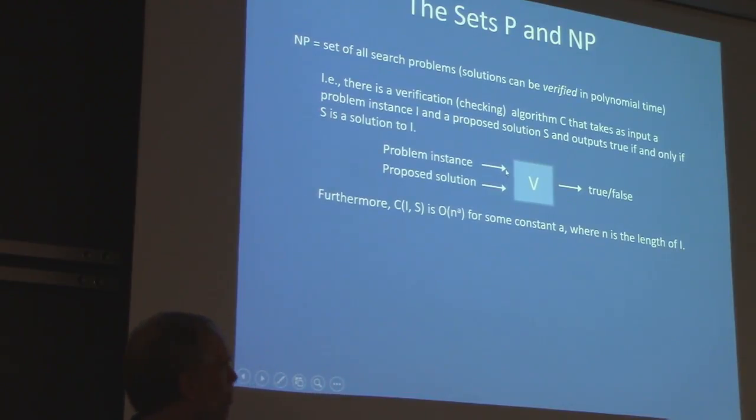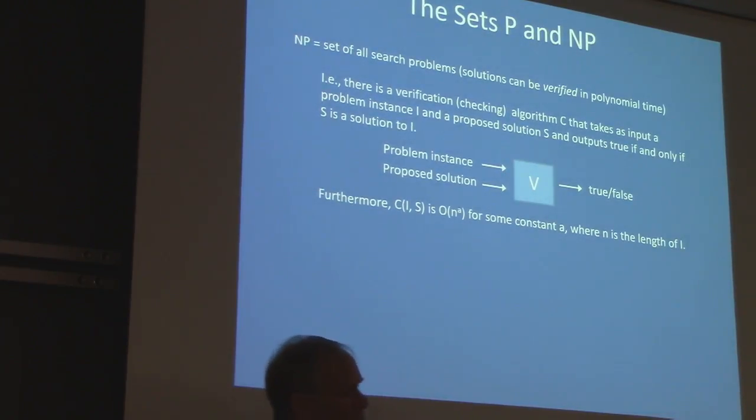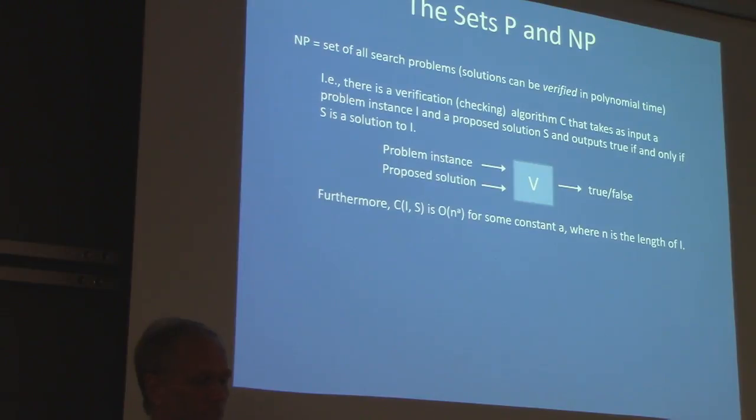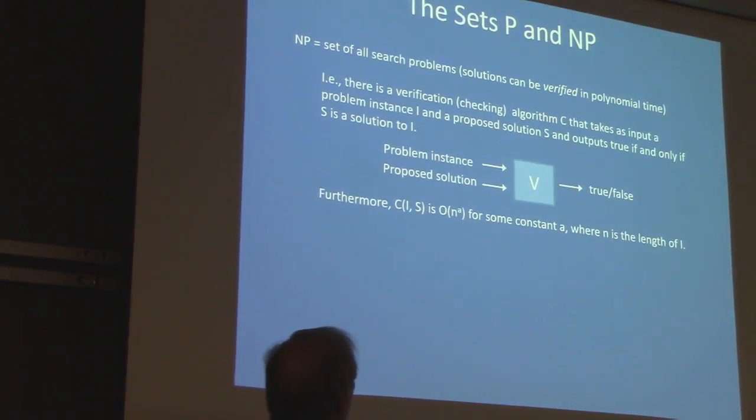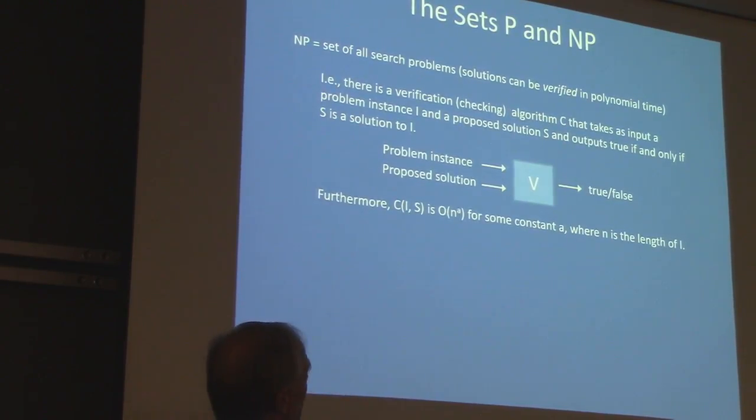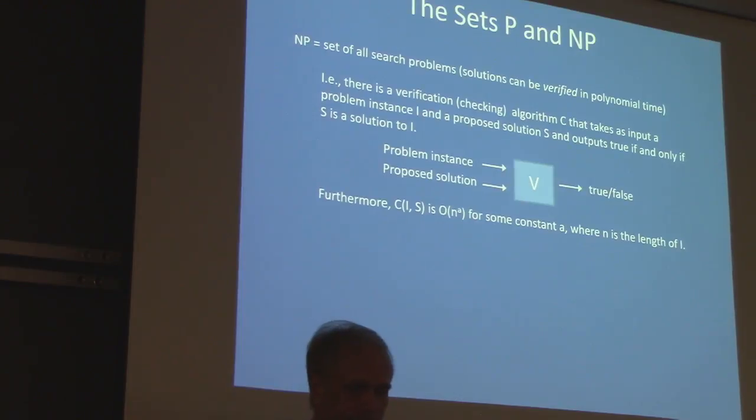The other property is that V has to run in polynomial time. The verification algorithm has to be a polynomial time algorithm. And I don't know why I said C right here. It should be V. It says V right there. Okay?